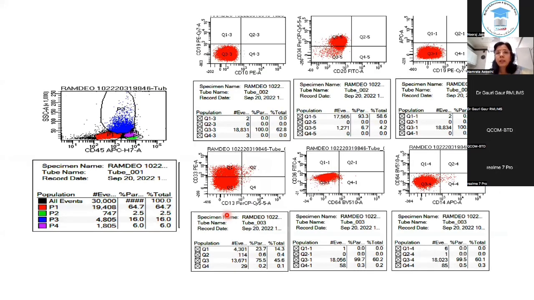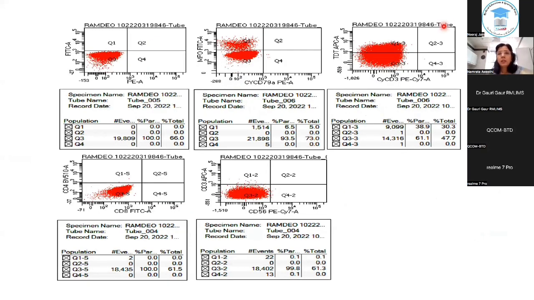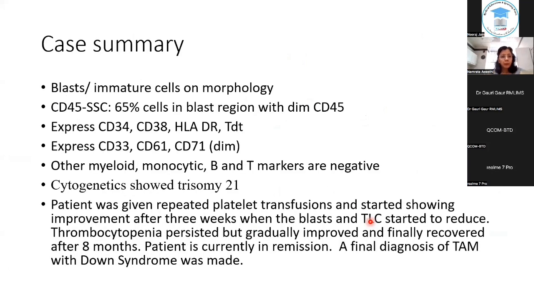On immunophenotyping, these blasts were positive for CD34 and CD33. The rest of the myeloid markers were negative. And look at this CD61, which is a megakaryocytic marker or a platelet marker, was positive in this case. TdT was positive in a fraction, MPO was positive in a fraction of these cells. So to summarize, these blasts expressed CD34, CD38, HLA-DR, CD33, CD61, and CD71. Other myeloid, monocytic, B and T markers were negative.